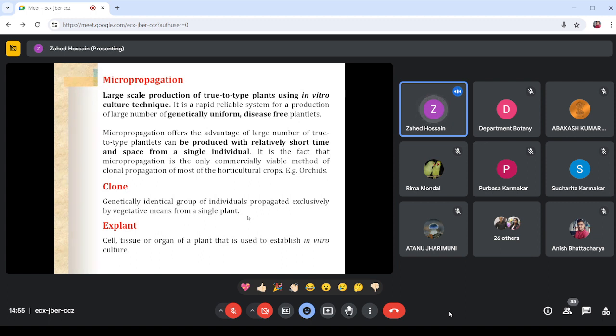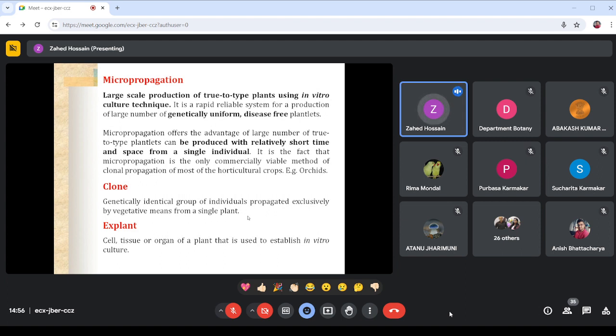So first, large scale production, obviously true-to-type because it should be identical with the mother plant, it should be genetically uniform, and it should be disease free. These are some basic points which define micropropagation, although it comes under the umbrella of plant tissue culture. Okay. So there is another term we use in the literature, that is clone. Clone is nothing but a genetically identical group of individuals. Or you can say those that are genetically uniform, genetically identical with the mother plant, are known as a clone. Since it's an asexual mode of reproduction, that maintains this genetic fidelity.